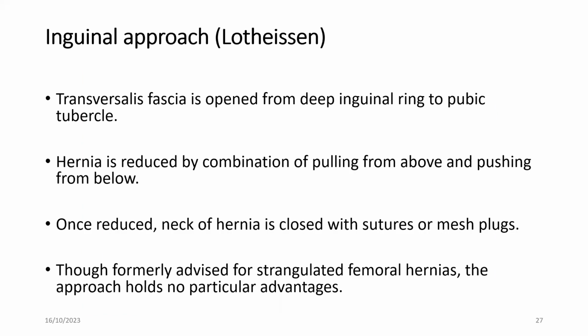The inguinal approach is the Lotheissen's approach. The transversalis fascia is opened from the deep inguinal ring to the pubic tubercle, and then the hernia is reduced by a combination of pushing and pulling from above and below. And then once the contents are reduced, the neck is closed with sutures, and then a mesh may be applied. Although it was formerly advised for strangulated femoral hernia as well, this approach holds no particular advantages.